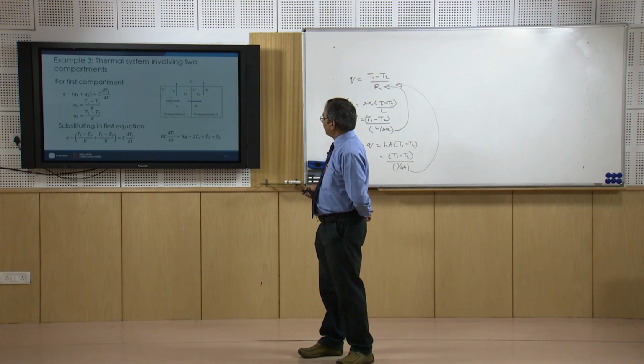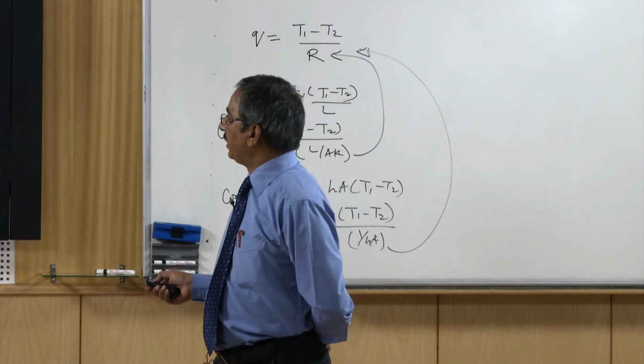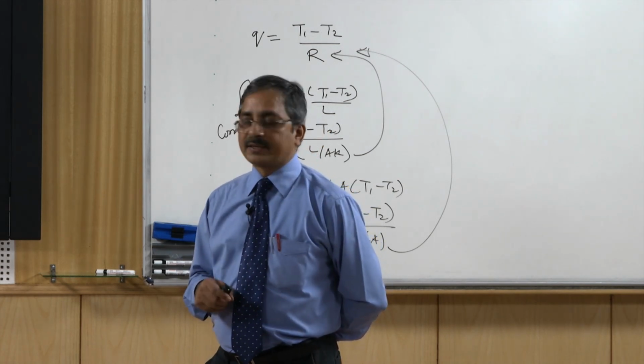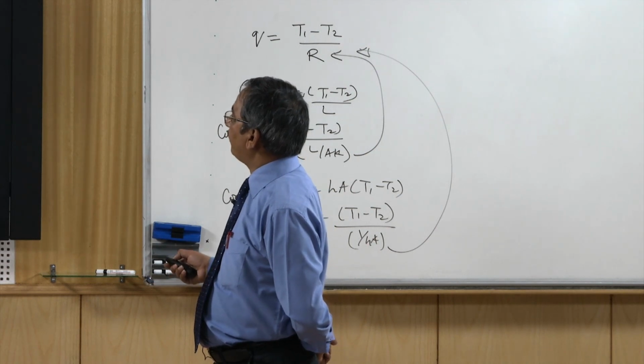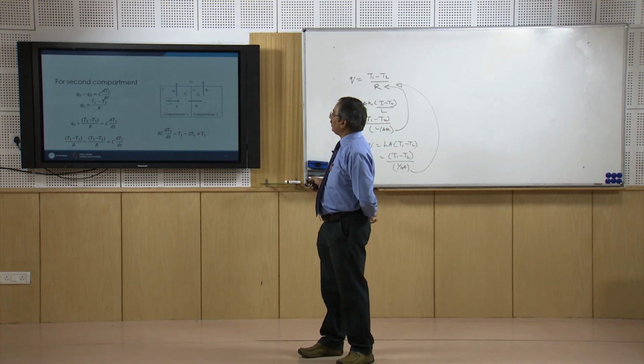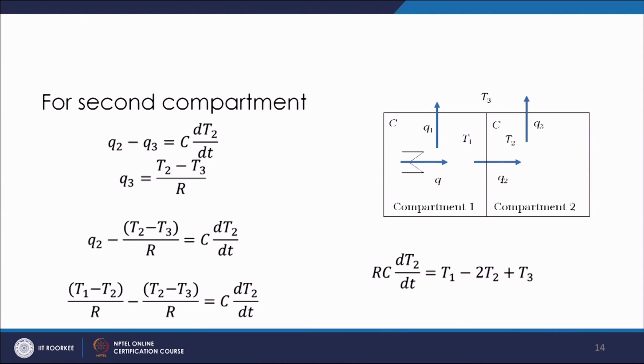So, this expression basically tells you how the temperature of the first compartment is going to change with time. Next, we can look at how the temperature of the second compartment is going to change with time. Let us see how we do that. Here this is my second compartment. Now, in this compartment what is the net heat flow? You see that in this compartment the heat in is Q2 and heat out is Q3.